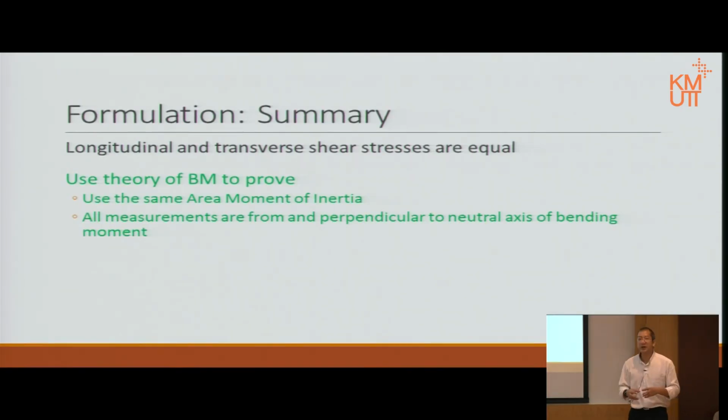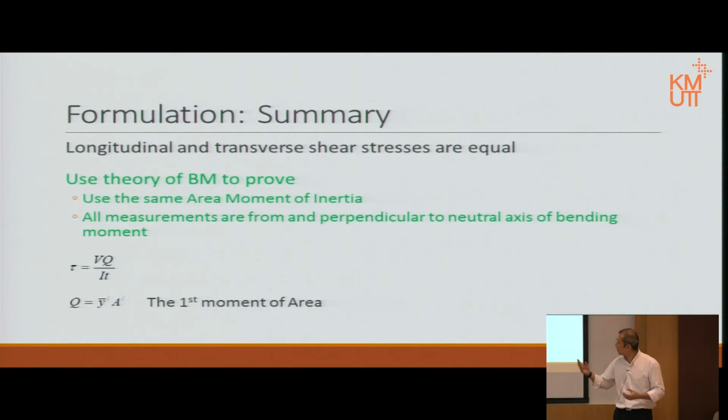Then because we actually prove this shear stress from the stress of bending moment, the value of I in the equation will remain the same as the value of I used in bending moment, which means the total area, not the cut area, the total area. And all measurement must be from the neutral axis and 90 degrees to that neutral axis, the same neutral axis of the bending moment, of course. And that is the expression for Q, and that summarizes what we have found today. Again, emphasize the name: Q is called the first moment of area.